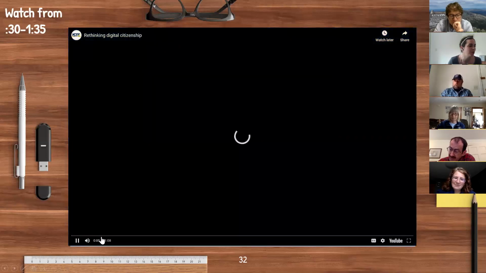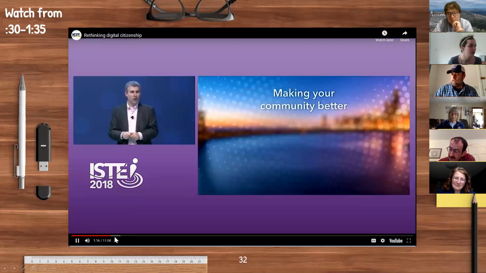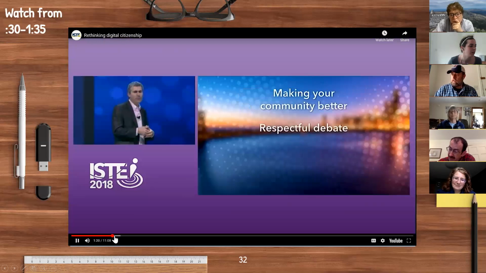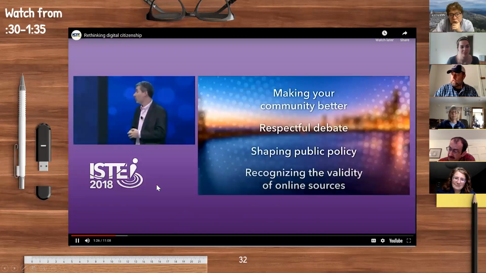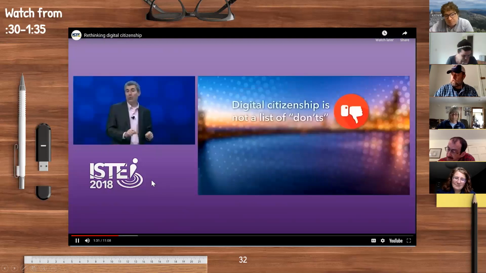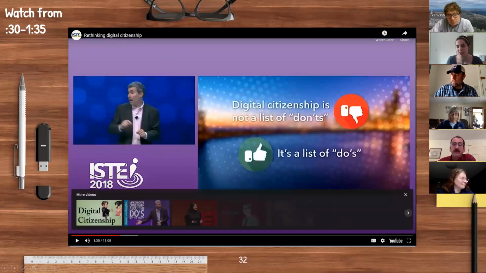To respectfully engage with people, to be able to recognize the validity of online sources of information. Digital citizenship, it turns out, is not a list of don'ts, but a list of do's.